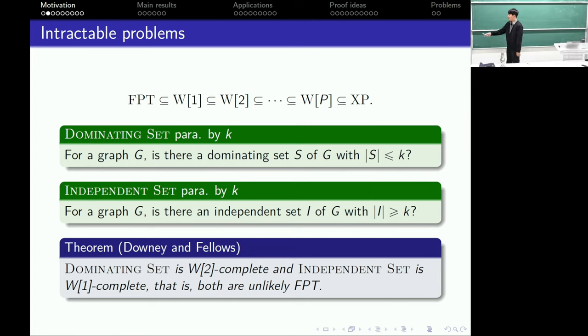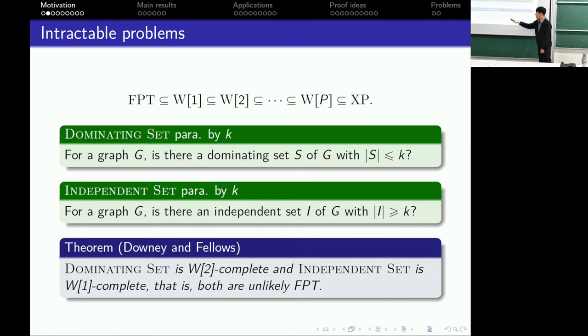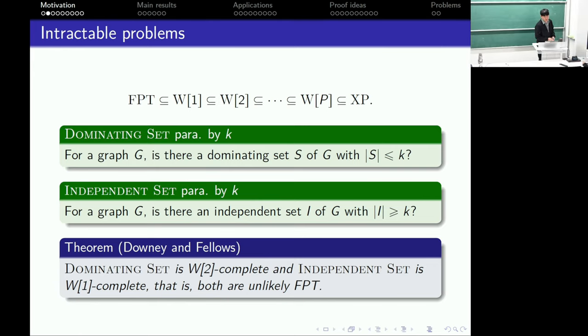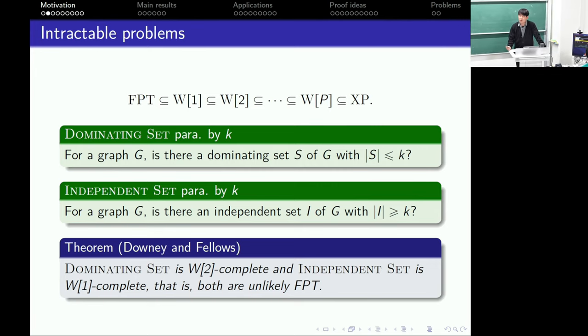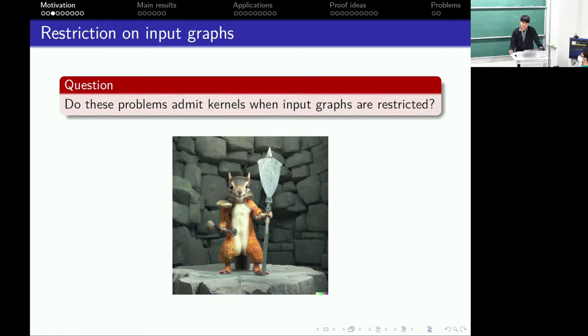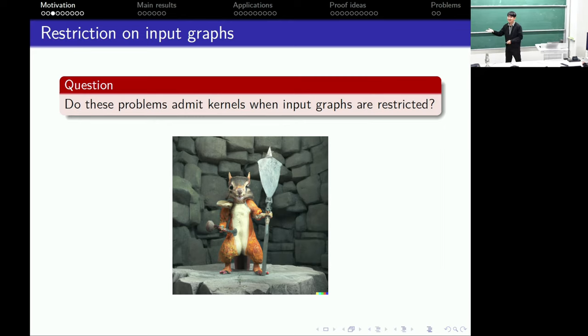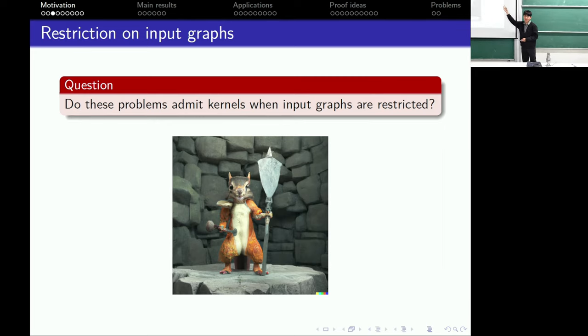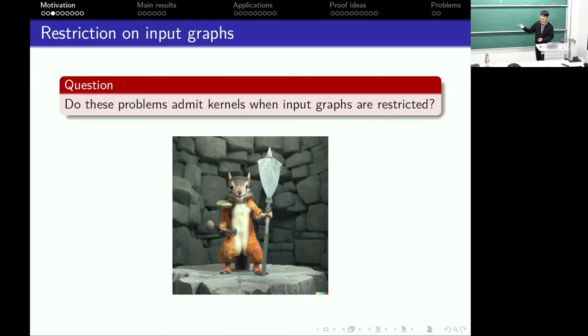But don't care about this W-hardness. It basically says that they are unlikely to be fixed parameter tractable. So these problems are hard. What can we do more? One meta question is this: are these problems easy on some restricted input graphs? We are going to shrink the input space so that our problem becomes tractable on that region. So we want to find polynomial kernels on some restricted input graphs so that the problem can be fixed parameter tractable.